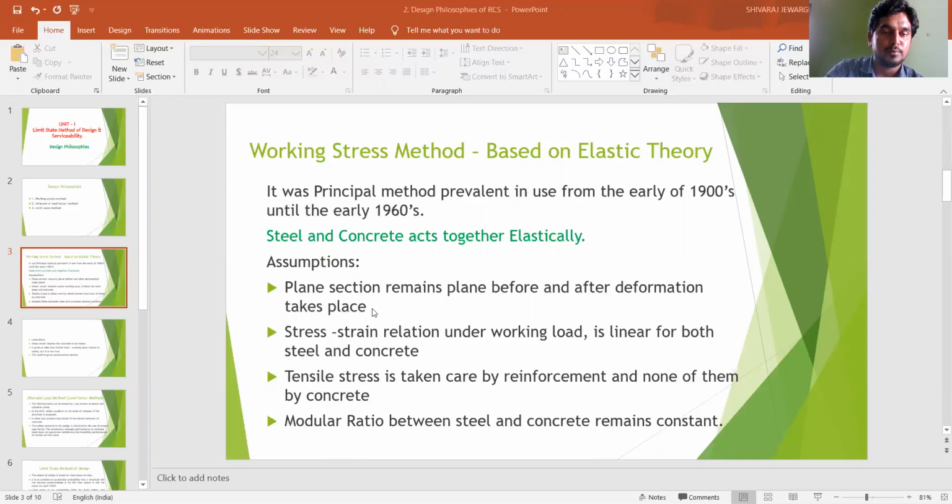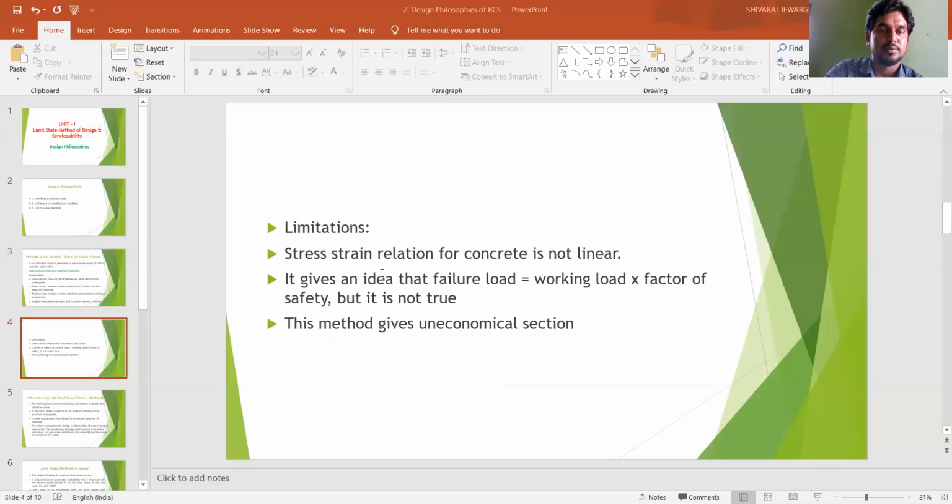In adopting these, certain limitations have been observed during the period. It is assumed that the stress-strain relation for concrete and steel are both linear, but this is not actually true. Since the stress-strain relation for concrete is not linear, it is a non-linear curve. This is one drawback in the working stress method.